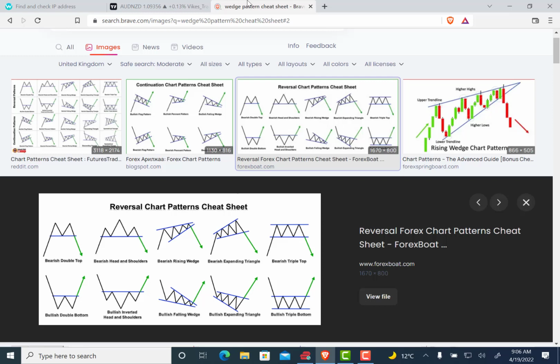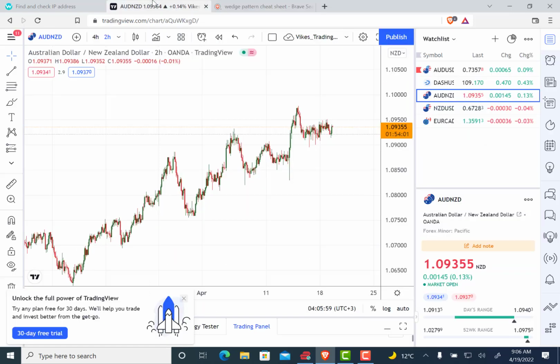So basically this is this one right here, and what I'll be showing you is a live example of such a pattern. This happens in a case where there had been a bullish rally and a reversal is almost taking place. So let's go to our chart and see an example of the bearish rising wedge pattern.